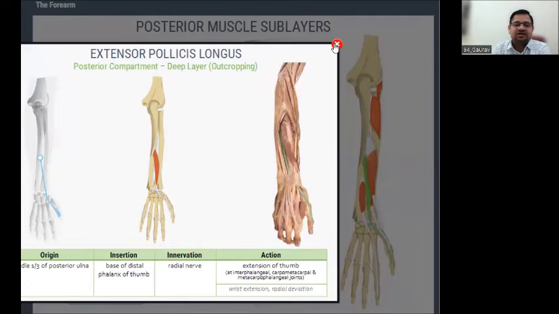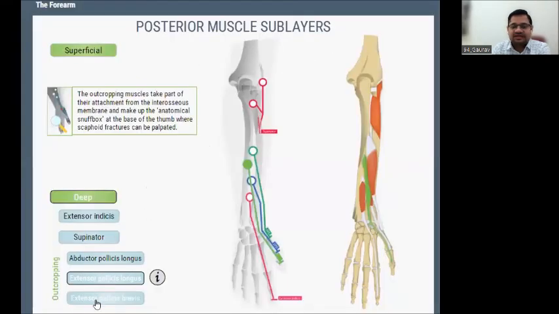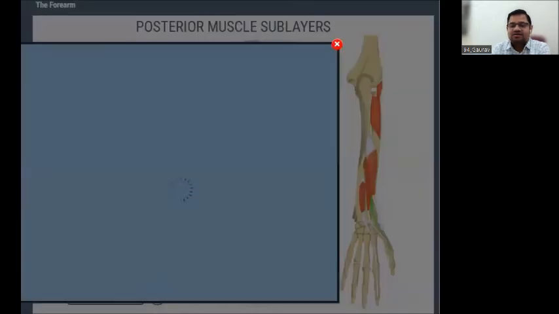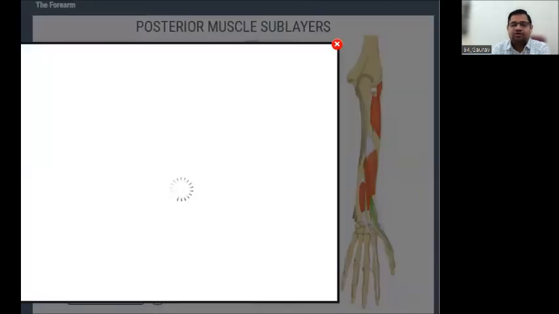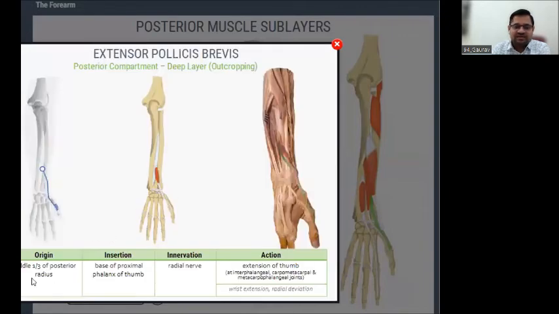Extensor pollicis longus. Then comes the last one, extensor pollicis brevis. As the name suggests, brevis means small. More or less action will be the same, and both together will do a powerful action. The medial one third of the posterior radius is the origin. Insertion will be on the base of proximal phalanx of the thumb. Innervation will be the same radial nerve, and action will be the same, extension of thumb, as the previous.